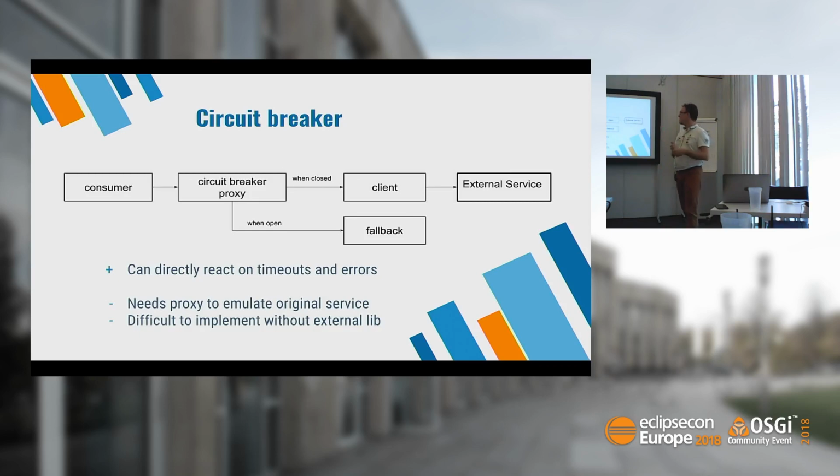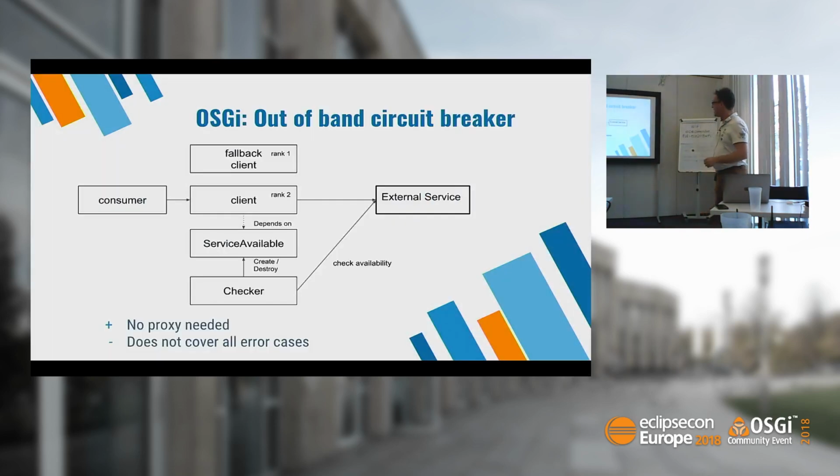It makes debugging harder, and so it's a bit unwieldy to use. It's also something you would not want to implement yourself, because doing such a proxy well is hard work. So you need an external lib to do that. In OSGi, I recently used a kind of simple pattern that doesn't require a proxy, but allows you to have some of the properties of a circuit breaker without having a proxy in between your calls.